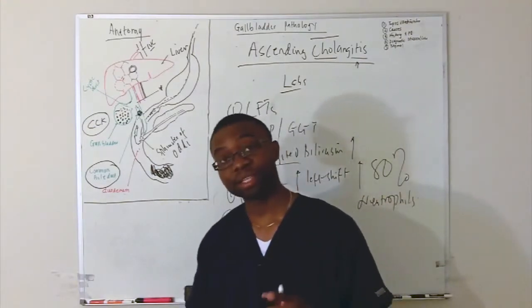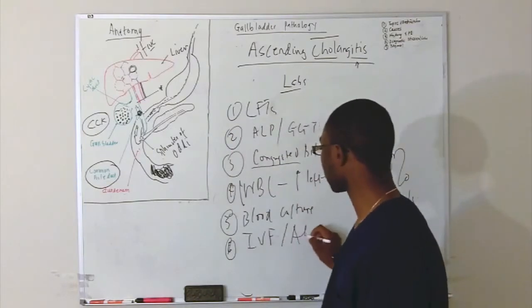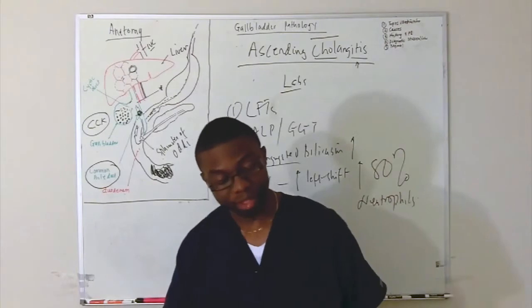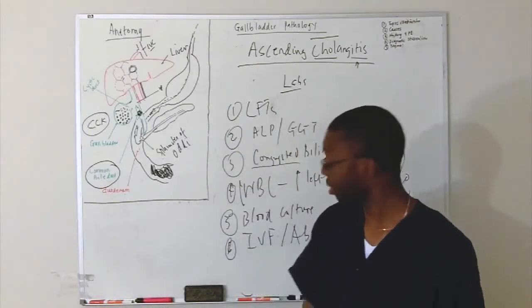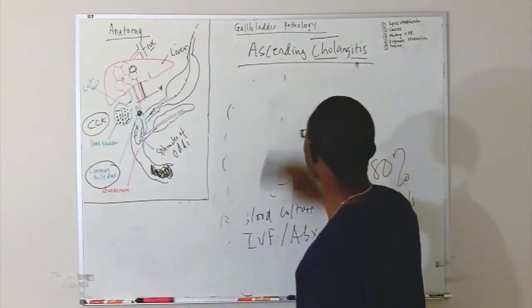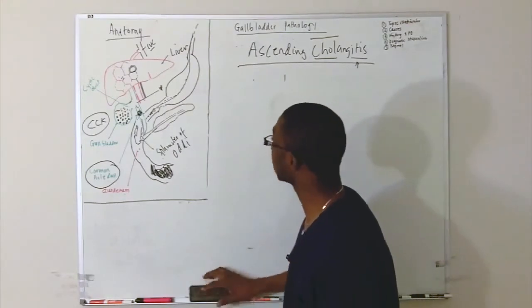Remember, this is an infection. What do we use to treat infection? We give them antibiotics. Now, the most important thing is to do an endoscopic retrograde cholangiopancreatography, ERCP. What is the point of that?